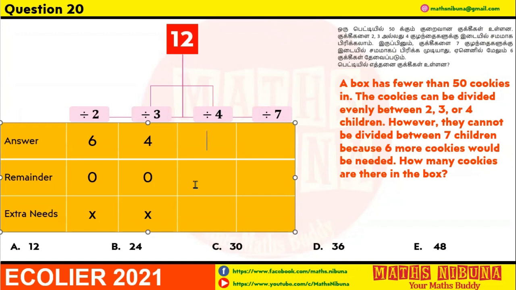12 divided by 4 is 3. There's no remainder. I don't need any extra cookies. 12 divided by 7. So 12 cannot divide by 7. But when you divide by 7, you get 1 and then remainder 5, correct?